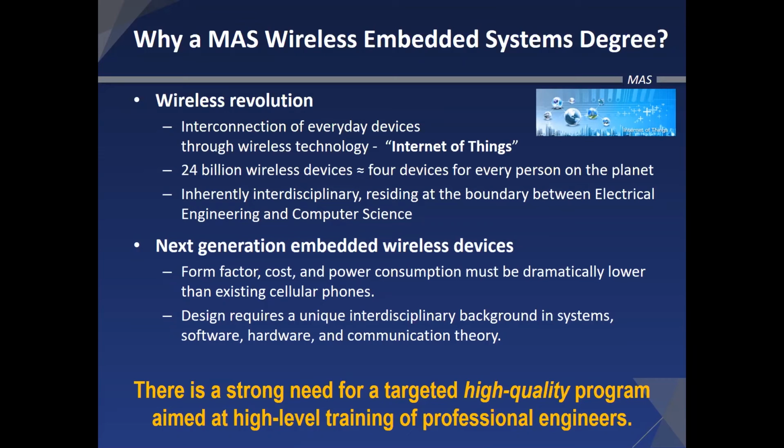What's unique about this program is that wireless embedded systems are inherently interdisciplinary, understanding the boundary between electrical and computer engineering. There are trade-offs between the hardware and the software capabilities when you're designing an embedded system. As we look at designing the next generation of wireless devices, from toasters and coffee machines to cars, we have to look at form factor, cost, and power consumption, and these need to be dramatically lower than existing cellular phones. Designing these systems requires an understanding of systems, software, hardware, and communication theory, which is exactly what we're doing in this degree program.